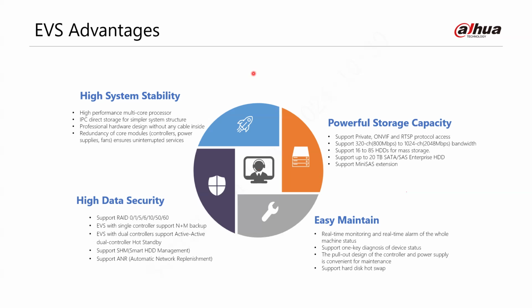That's defined bandwidth. So this can support a maximum of up to 85 hard disks for mass storage. That is at the least being 16, to the highest being 85 hard disks. And then again, each of those hard disks supports up to 20 terabytes of either SATA or SAS enterprise hard disk. That is just another way of ensuring better system reliability and speed when it comes to reading and writing the data from the device itself.